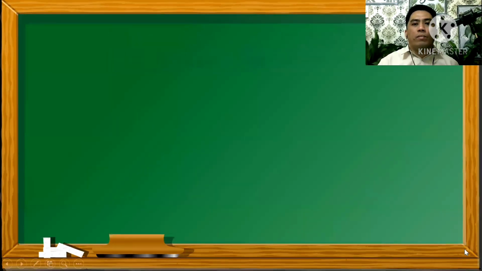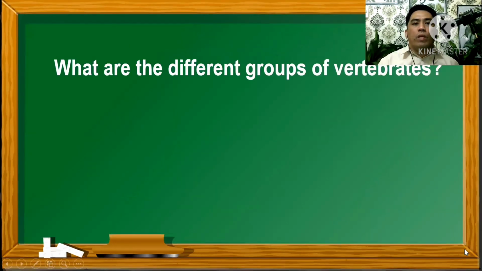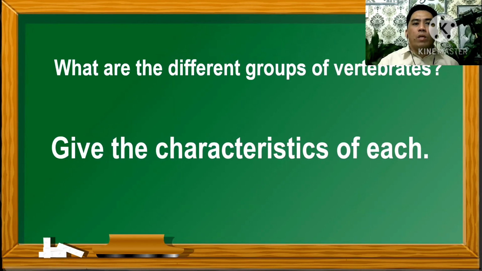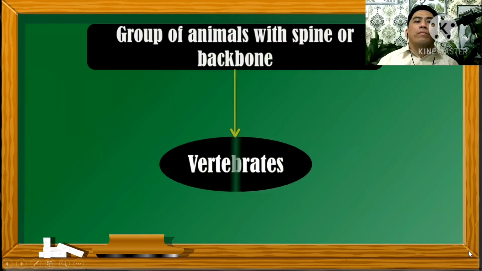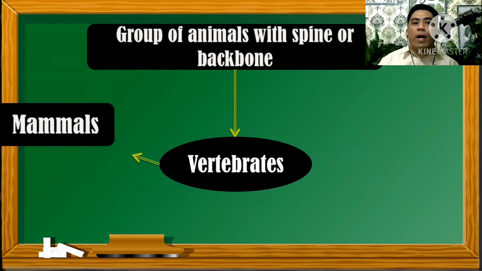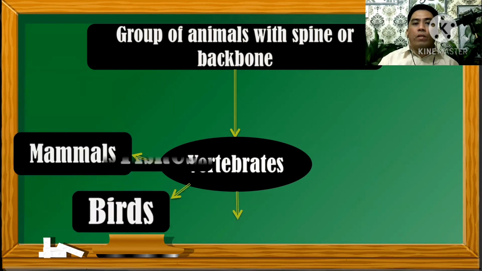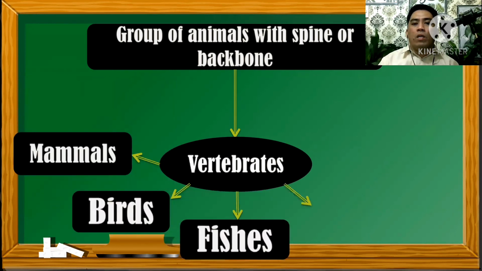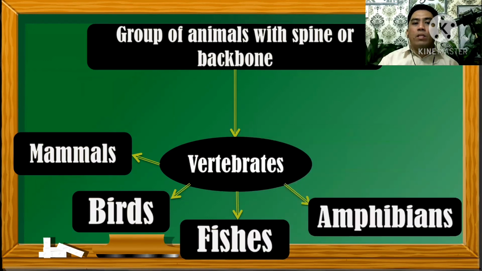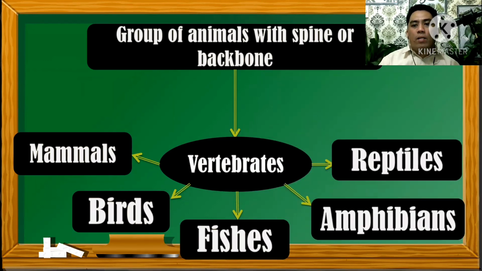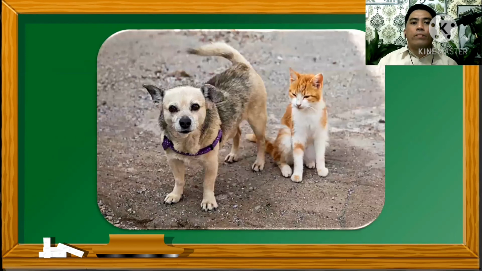So next, what are the different groups of vertebrates, and give the characteristics of each. Animals with spine or backbone are called vertebrates. And vertebrates are classified into 5 groups: mammals, birds, fish, amphibians, and reptiles.